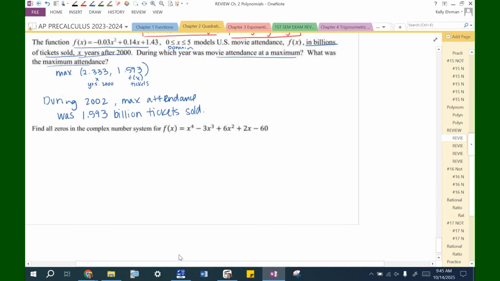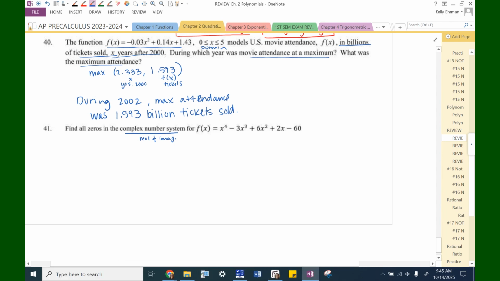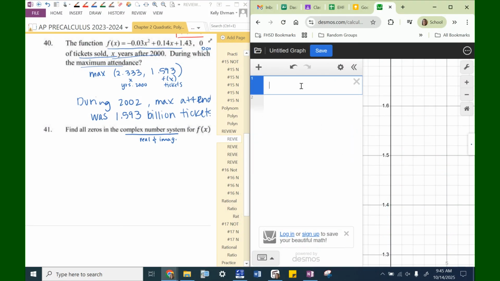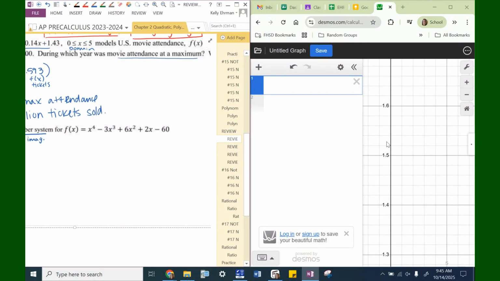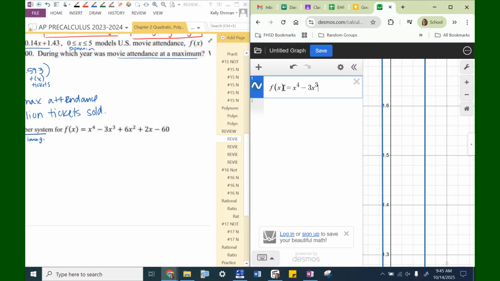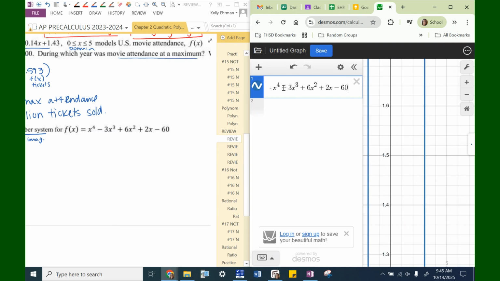All right, what else do we have to do with our calculator? Find all zeros in the complex number system. Remember, complex number system means real and imaginary. Give me all the zeros for this function. Notice I'm not giving you any zeros to get you started if this is the calculator portion. So we're going to x out of this and type in this f of x. If this is x to the fourth, we should be able to get 2 zeros out of this. So f of x equals x to the fourth minus 3x to the third plus 6x squared plus 2x minus 60.